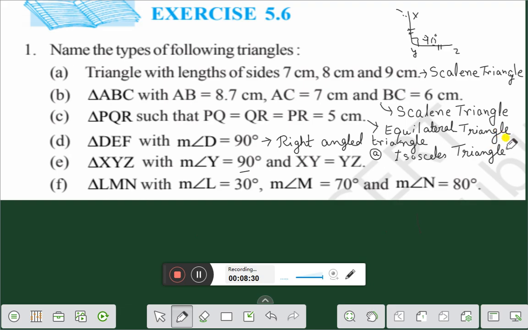Right? It is an isosceles triangle. And if we name it based on angles, then here you see the base angle is 90 degree. Therefore, we can say it is a right angled triangle.